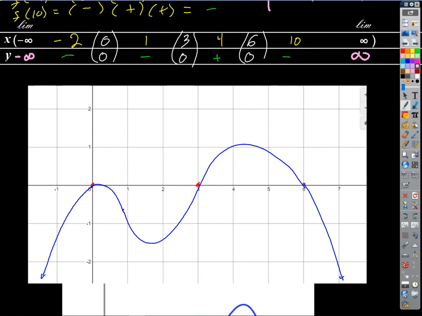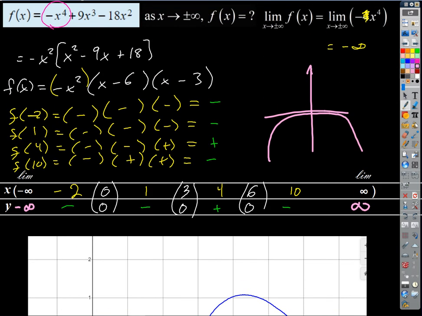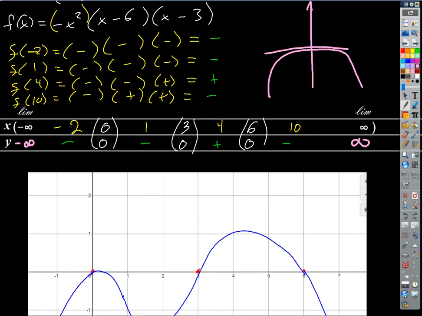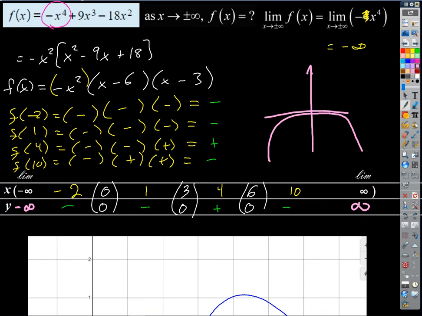We also wanted to find the zeros. So we factored this thing and found all the zeros. The zeros were at x equals 0, 6, and 3. We know those are going to be x-intercepts. Then all we had to do was check the sign of the function, y, in between those zeros to figure out whether the function is above or below the x-axis, and we used that information to make a sketch of the curve.